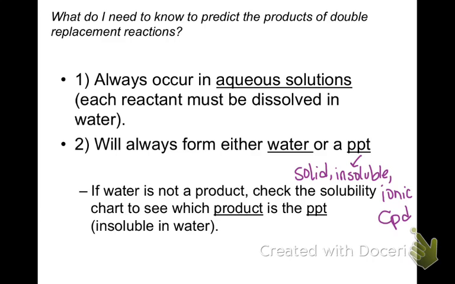So remember, both of those solutions were aqueous, meaning whatever you started with did dissolve. So it's going to look like all of a sudden you have a solid substance kind of floating around where you didn't have one before. That's called a precipitate, and remember, that's indicated by a down arrow next to it. So you either have to find water, and if water is not a product, you're going to check the solubility chart, which is on the back of your activity series, to see which product is your precipitate. And that's going to be the one that has either a P or an I, which means partially soluble or insoluble.